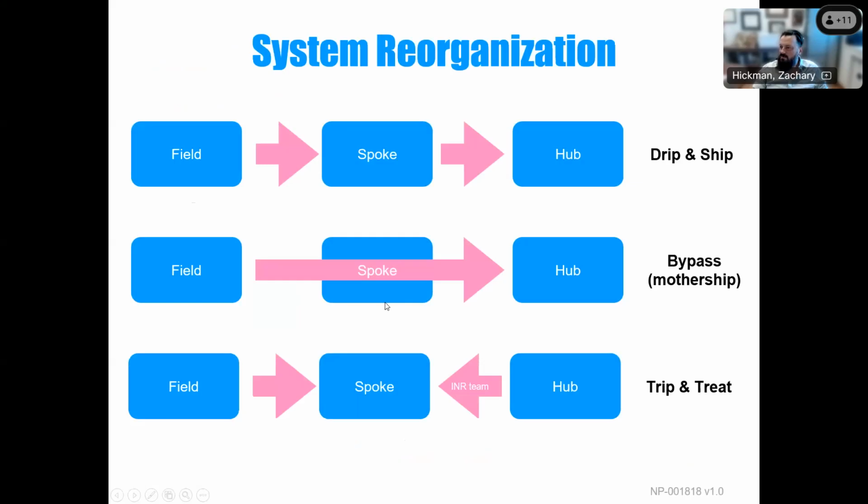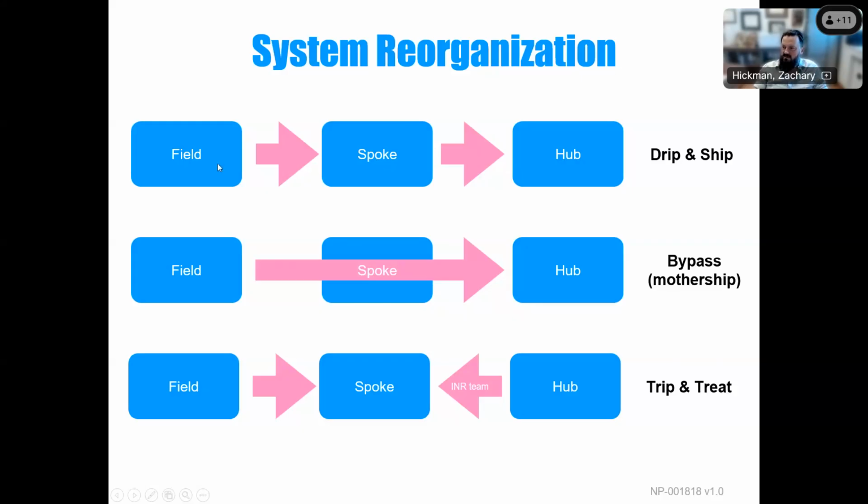So in terms of system reorganization, as stroke centers have started to become more organized, there have been different ways to organize large systems around a hub and spoke model. So the older model was that you might have a hub, like a comprehensive stroke center, and a spoke hospital, like a primary stroke center. You would take the patient to the primary stroke center, and they would go from there to the comprehensive stroke center. That was called the drip and ship method.